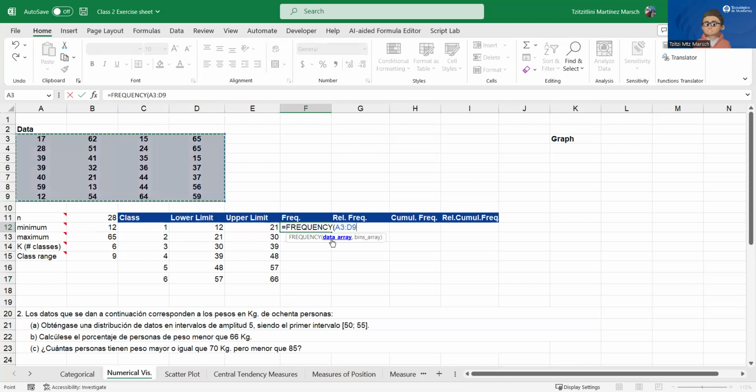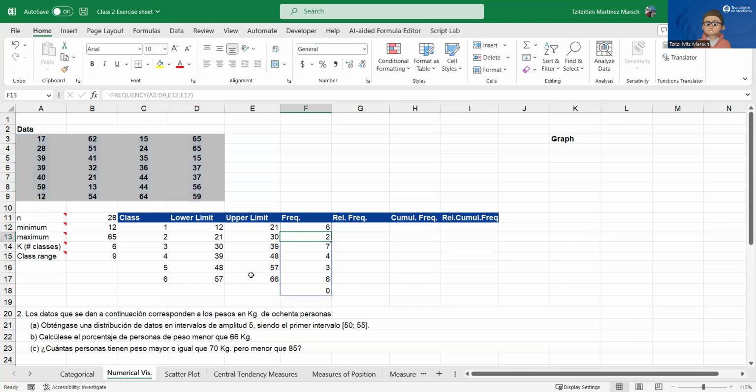This is always good to use: the data array. Those data arrays mean the range of data that we have, and the bins array. The bins array is always talking about the upper limit. Once I click it, it's there. Here it is, all my data. If I want to sum it up, I'll get the 28, which is the same as this 28.